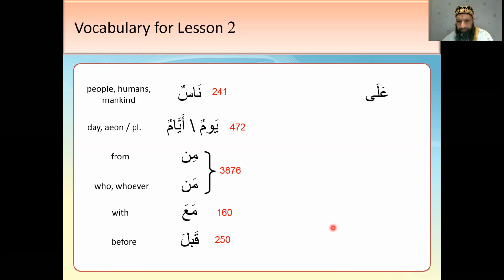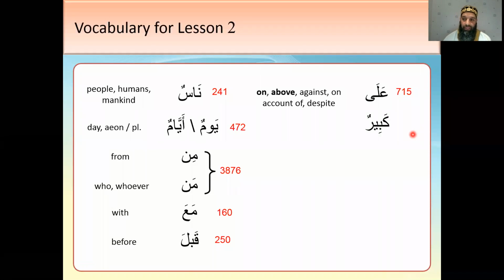Okay, next one. Ala. Very important word. On. Upon. Above. Sometimes, depending on the context, against, on account of, despite. But you'll be able to, inshallah, have a good guess at figuring it out because you know the rest of the meaning of the sentence. But mainly on. 715 times. Big words, coming up so many times.